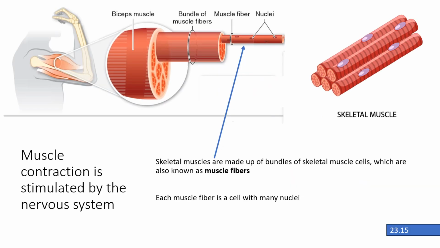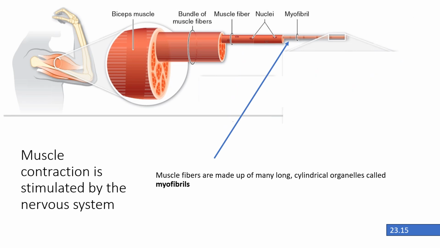Skeletal muscles are made up of bundles of muscle cells, which are also known as muscle fibers. Each muscle fiber is a long cell with many nuclei. If we zoom in on a single muscle fiber, we'll see that it's made up of many long cylindrical organelles. These are called myofibrils.